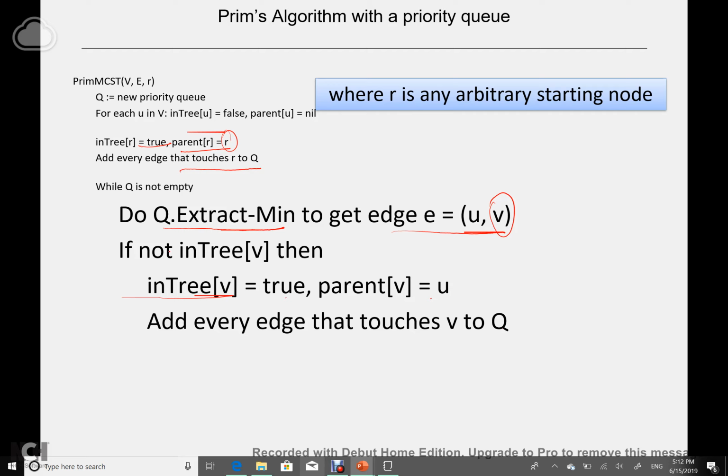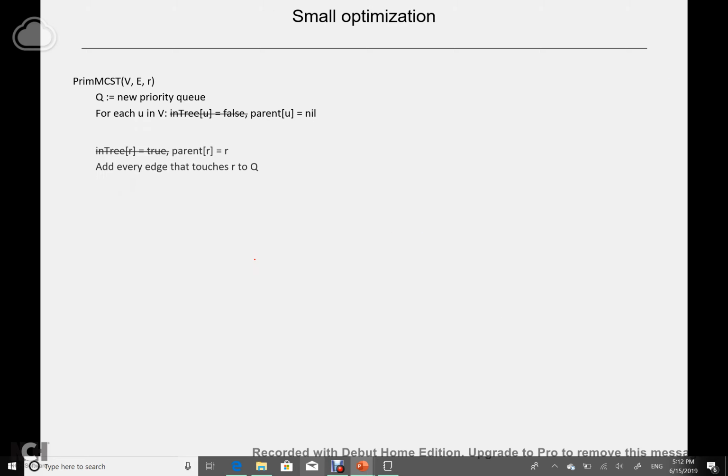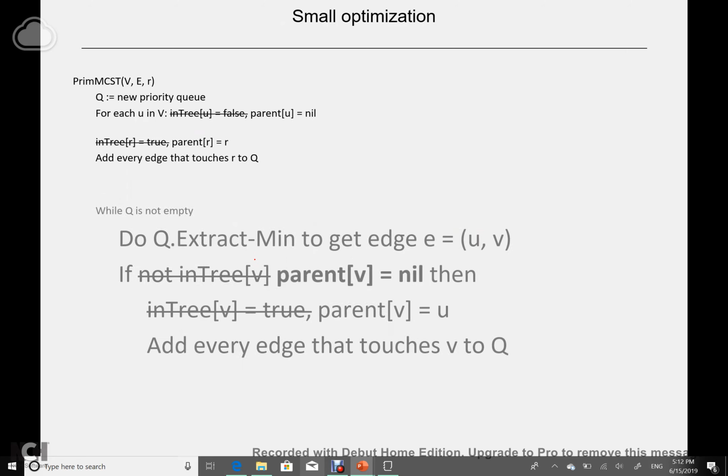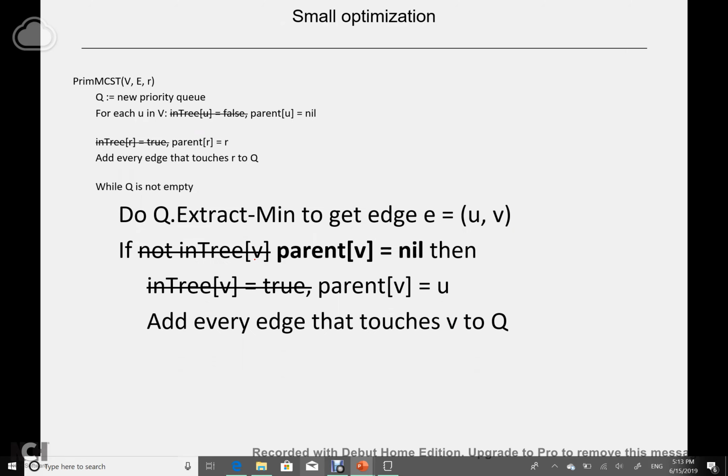So here we mention this one, right? You need to check if it's not in the tree. This definitely works. And now, we can change this one a little bit, because if parent is still null, that means it's not in the tree, right? When you grow the tree, you want to make sure you add the node which is not in the tree. If it's already in the tree, you make a cycle, right? Definitely don't want to do that.